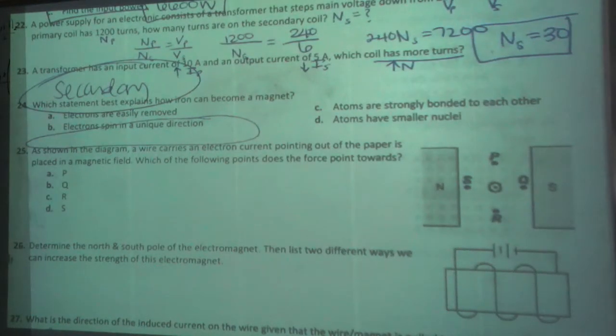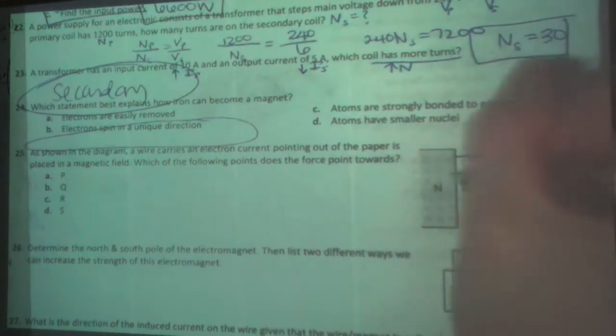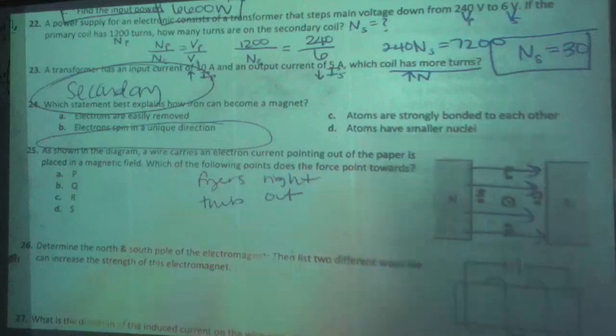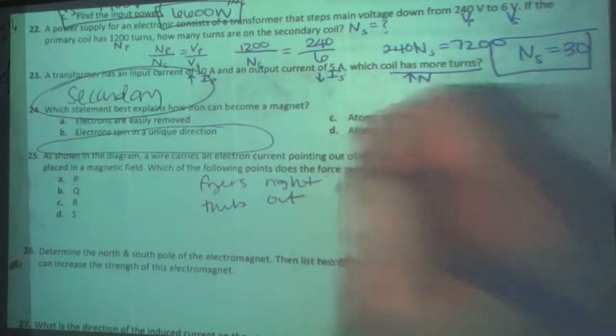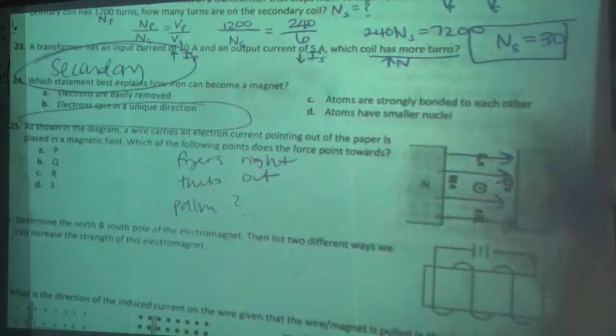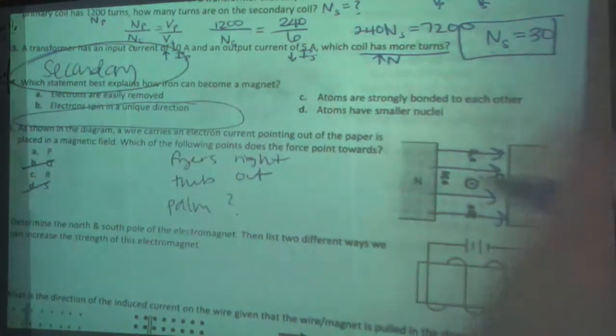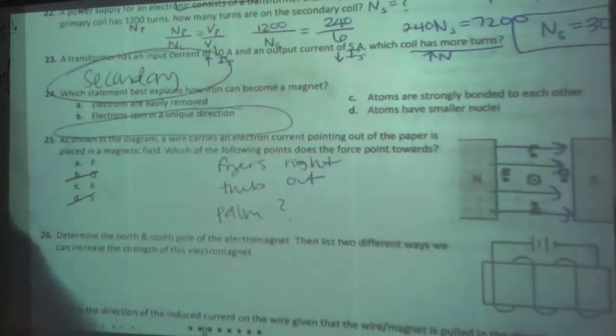25, as shown in the diagram, a wire carries an electron current out, which of the following is the force point. So we've got a magnetic field pointing out of north and south, so that would be my fingers pointing to the right. Current would be my thumb, so my thumb is going to be pointing out, and I'm looking for what my force is doing. So my force is either going to be pointing up or down, my palm. So it's either P or R, so we can cross off these. My force isn't going to S or Q. So I'm going to have my fingers going to the right, I'm going to have my thumb pointing out, and that leaves my palm facing up the page, which is P.